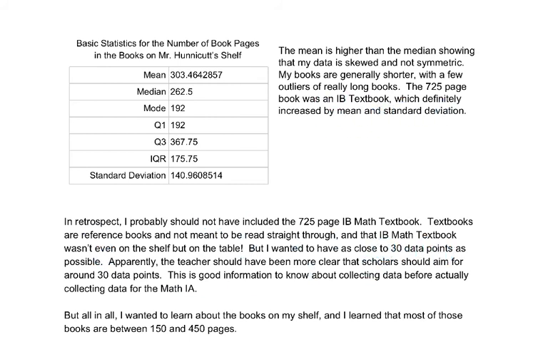I was kind of worried about making sure I had around 30 data points, and I probably should have left it off. But I did learn that most of the books on my shelf are between 150 and 450 pages, because there's that mean, and here's that standard deviation. So mean minus a standard deviation and mean plus a standard deviation, it's around this.